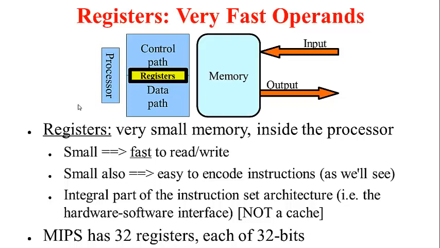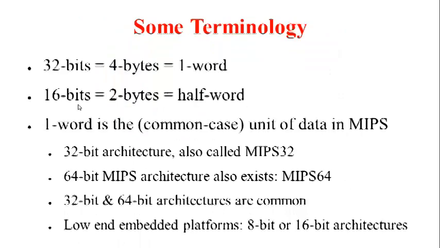In one perspective, registers can be considered as part of the memory hierarchy. However, they are an integral part of the instruction set architecture, that is, they are an integral part of the hardware to software interface. The particular MIPS machine which we are going to use as example has 32 registers, each of 32 bits. Some terminology: 32 bits or 4 bytes is often called one word, and half of that, 16 bits, is called a half word.